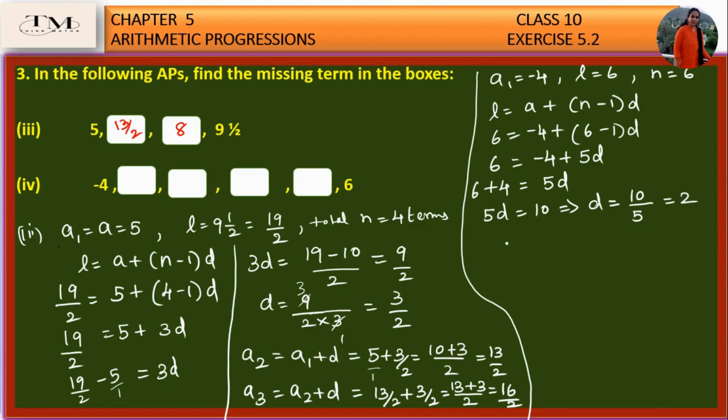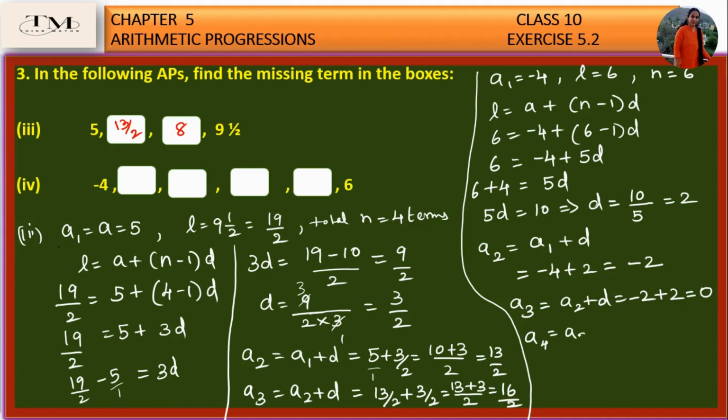So what happens then? We can find the second term. a2 is equal to the first term plus common difference. What is the first term? It is minus 4 plus 2. So minus 4 plus 2 is, one is negative, one is positive, so we have to find the difference. The difference between 4 and 2 is 2, and the negative sign is for the bigger number. So the answer will be negative. In the same way, a3 is equal to a2 plus d. What is a2? It is minus 2 plus 2. Minus 2 plus 2 is 0.